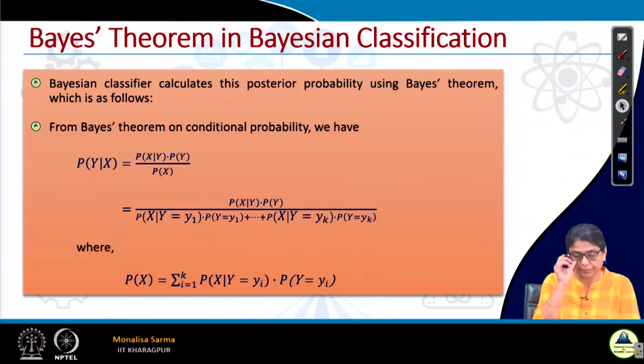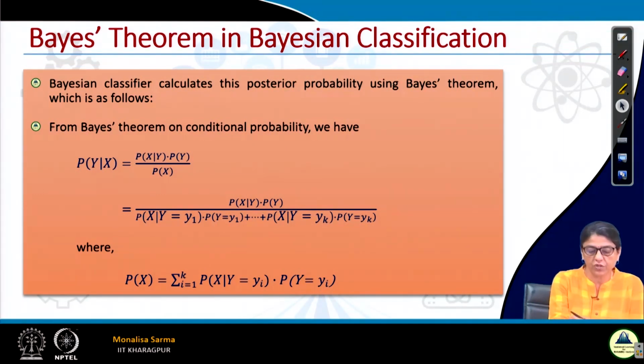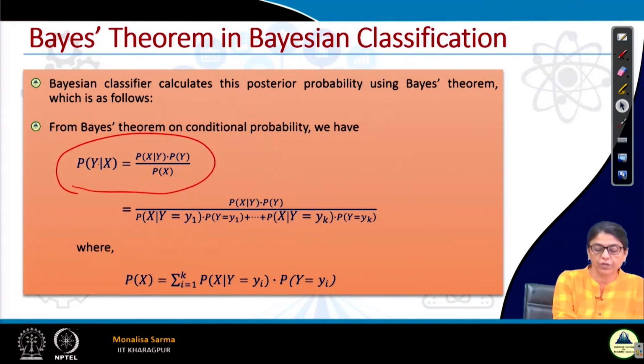Using Bayes theorem on conditional probability, we have seen this is the expression. How do we write the probability of y given x? It is the probability of x given y into the probability of y, divided by the probability of x. This probability of x is nothing but the total probability.